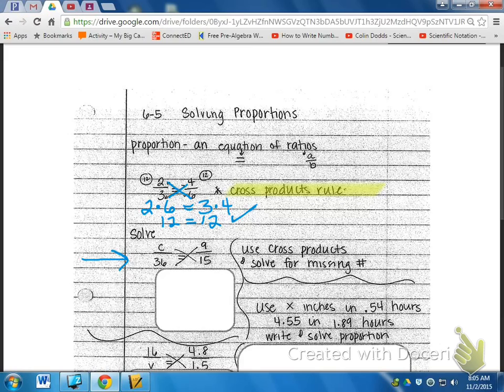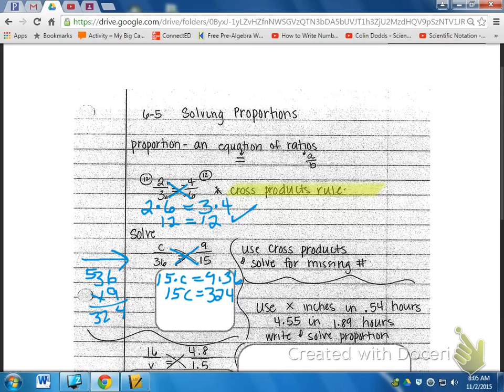So this is what you would do. I'm going to multiply the diagonals, so cross cross. I'm going to take 15 times C. Now I know I could put C times 15, but usually when you do a product with a variable, the number goes in front. That's why I went ahead and put 15 in front. 15C equals 9 times 36. So 15C equals, I'm going to go ahead off to the side and take 9 times 36. So 324.